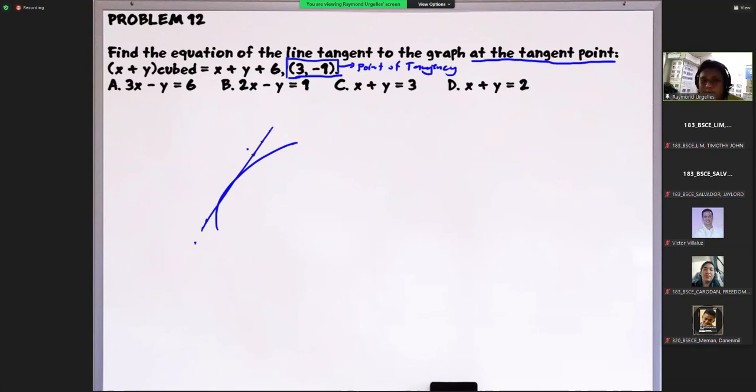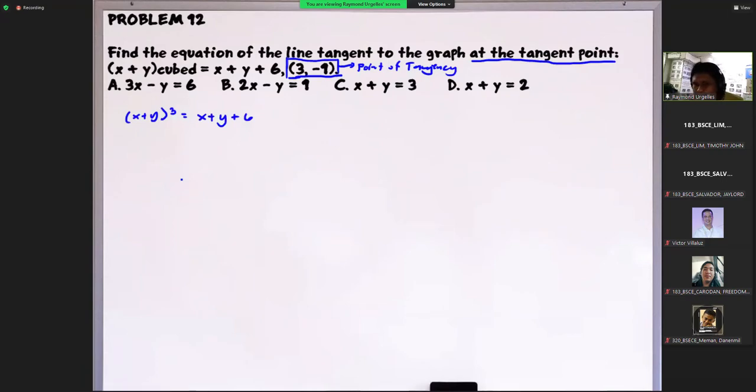There's no way to get other points on the tangent line since nothing else is given in the problem. So the possibility left is the slope, because we know the slope of the tangent line is equal to the slope of the curve, and the slope of the curve is given by dy/dx. So we just need to solve dy/dx here. We have (x plus y) to the third power equal to x plus y plus 6. We can use implicit differentiation in this case.